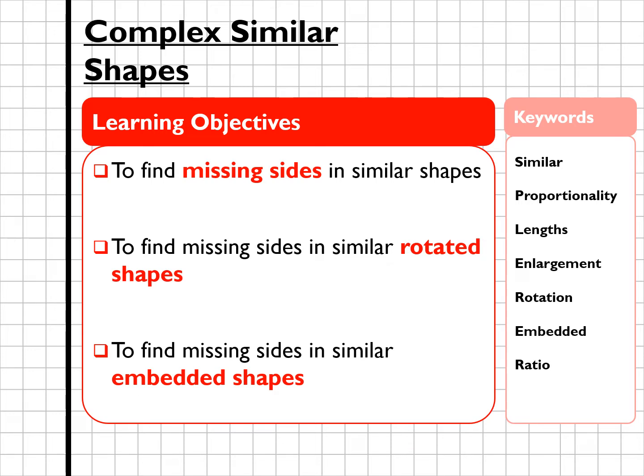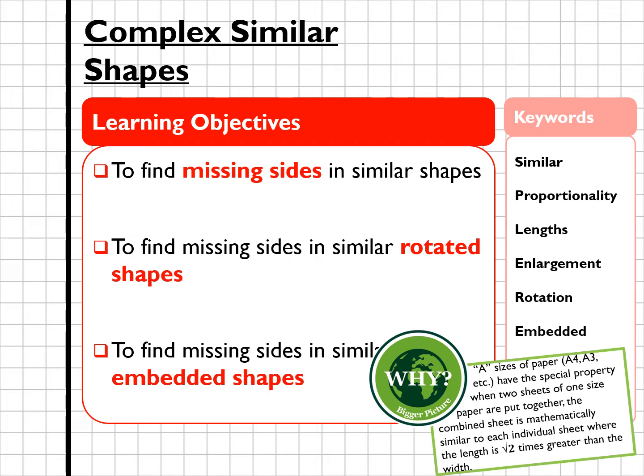Now, another interesting fact about similar shapes, if you've ever looked at sizes of paper, for example, A4, A3, A5, they have a special property that when you put two sheets of one size of paper together, the combined sheet is mathematically similar to the individual sheet, where the length is √2 times the width, which is pretty cool. It's why you can cut a piece of paper in half and it then makes the next size.